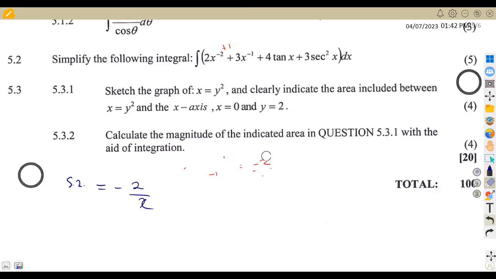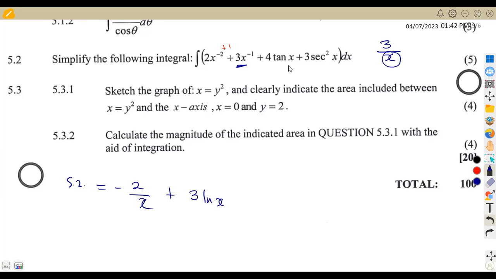All right. We move on to the other one, 3x to the exponent of minus 1. Take note, we can't integrate this directly, so we write it as 1 over x. So x to the power of minus 1 is the same as 1 over x. So it's the same as 3 over x. And the integral of 1 over x is ln x. So this is going to be plus 3 ln x.